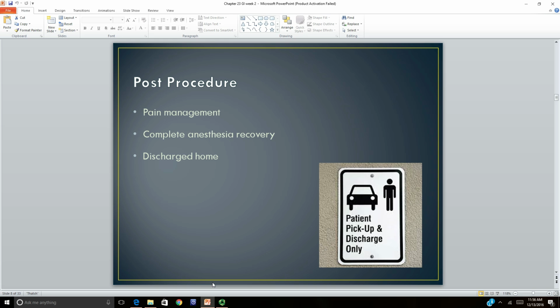Post-procedure considerations include monitoring the patient for gag reflex, pain, and ensuring complete recovery from sedation. The patient is taken to PACU or a designated area for observation before being discharged home.